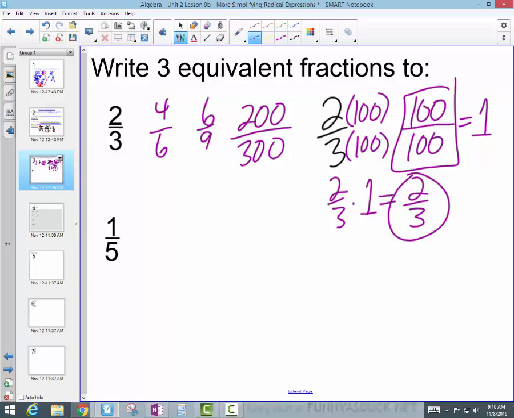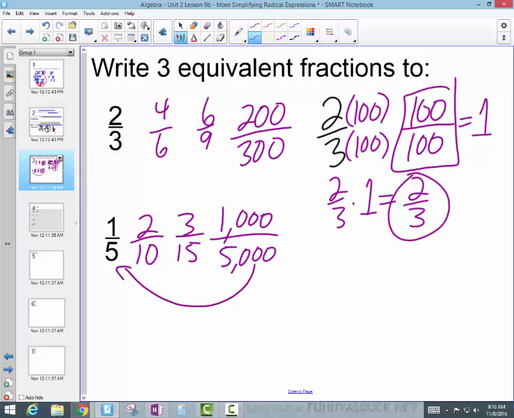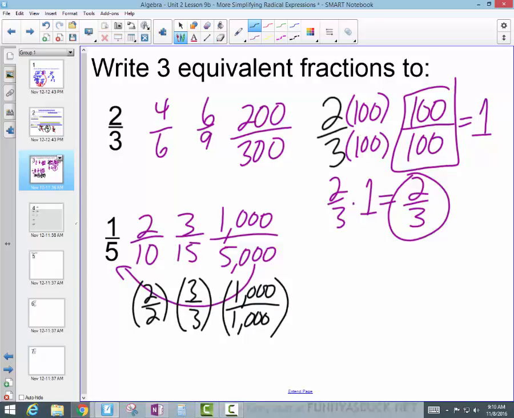The same would be true when we're looking at 1/5. Well, we could say 2/10. Sure, or we could say 3/15, or we could say 1,000 over 5,000. All of these are still equivalent to 1/5 because every time we were multiplying them by something that's really equivalent to 1. For the first one, we were multiplying them times 2 over 2. Well, that's worth 1. For the second one, we were multiplying times 3 over 3. Well, 3 divided by 3 is 1. And for the last one, we were actually multiplying them both by 1,000. But it doesn't matter because 1,000 divided by 1,000 is still equal to 1.